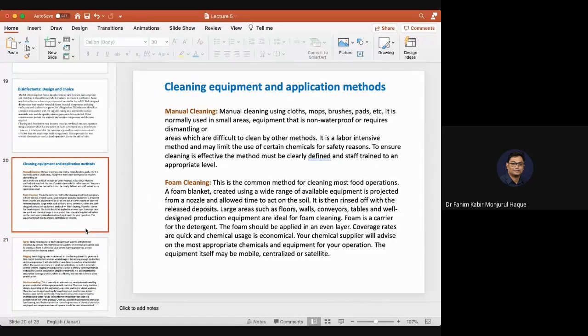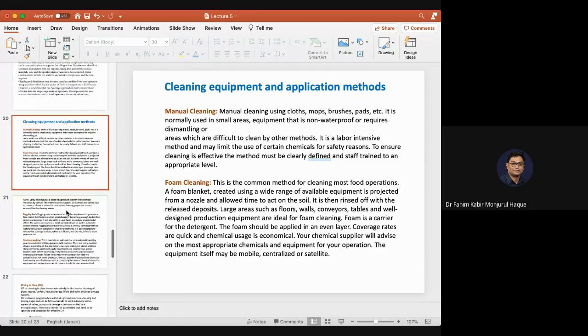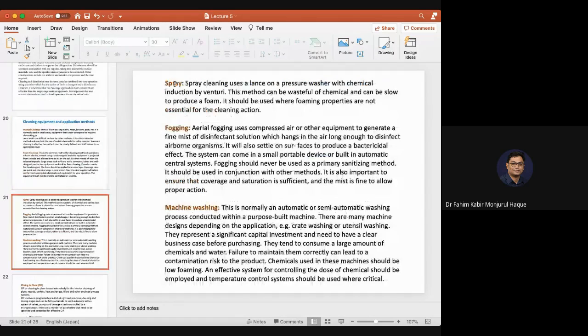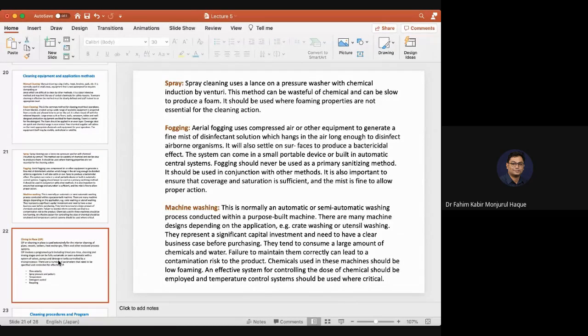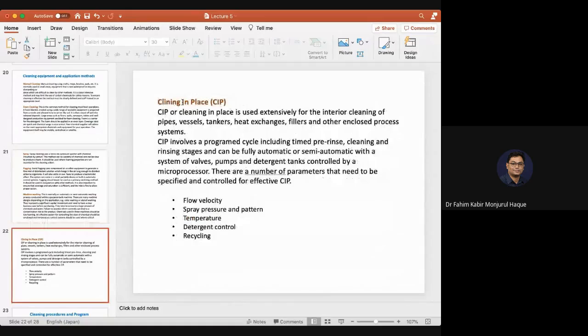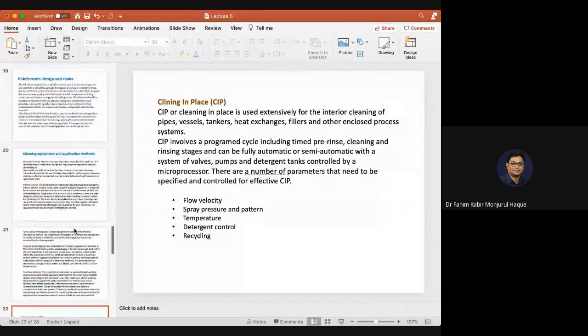Then cleaning equipment and application methods. What kind of equipment is used for cleaning, and the methods of application. You can do it manually, foam cleaning, spray cleaning, fogging, machine washing, and finally one is CIP, cleaning in place.